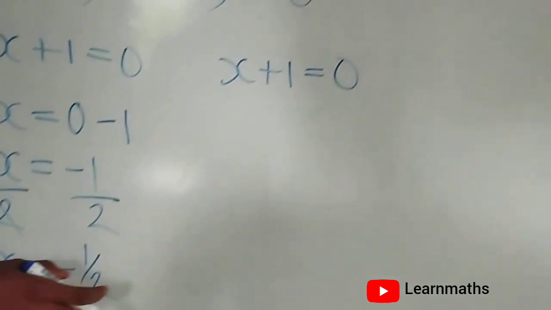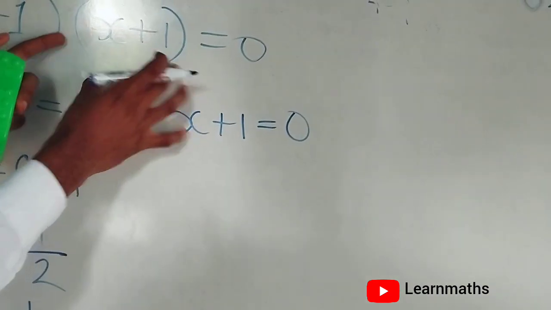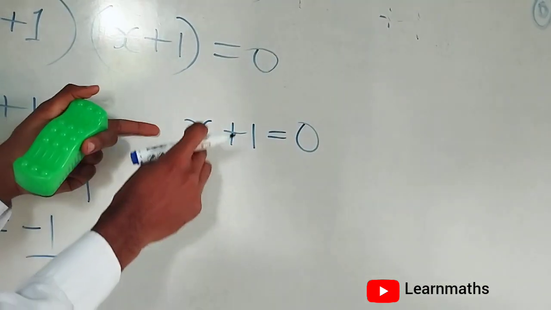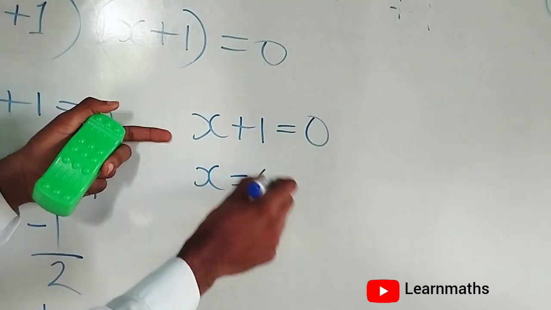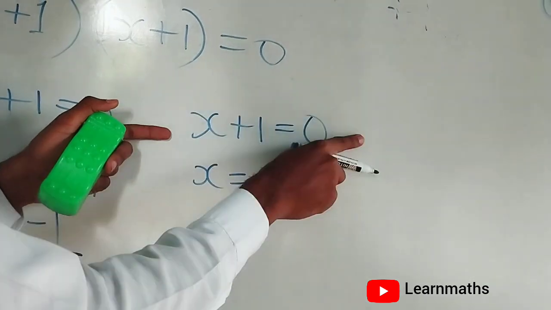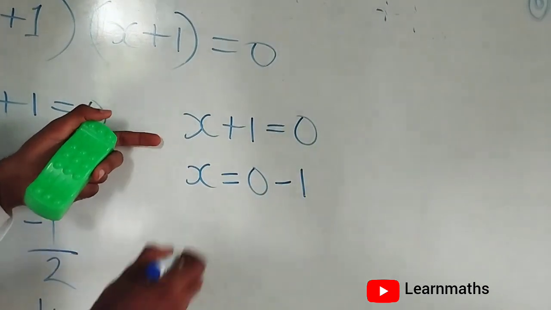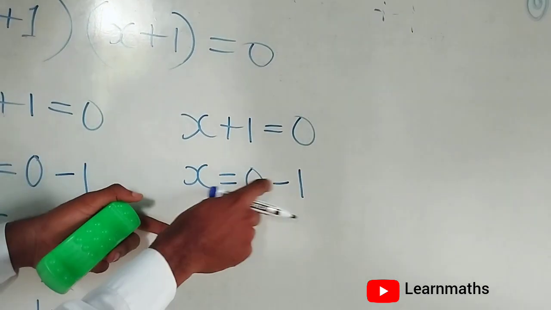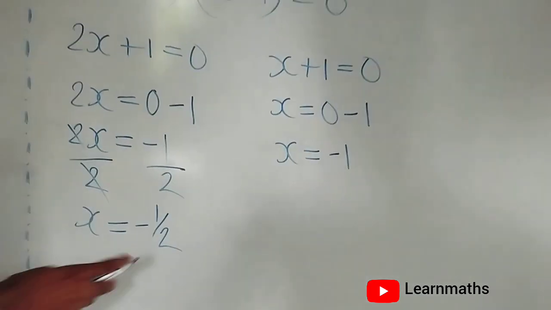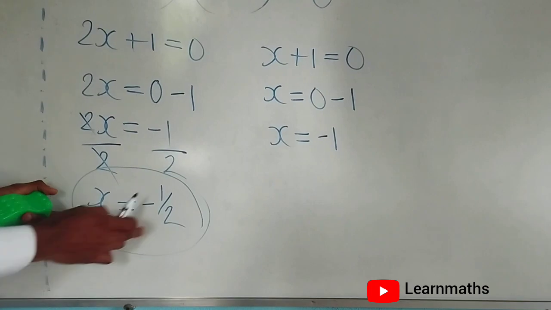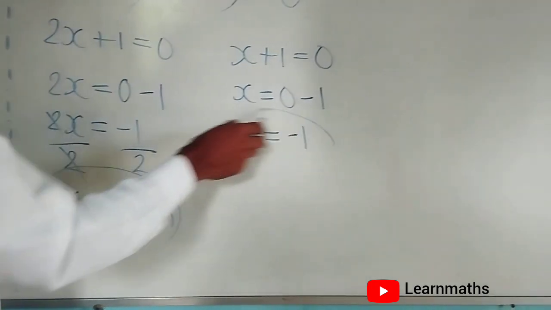Now to get the second value for x, we look at this other bracket, x plus 1 equal to 0. So we're going to have x equal to 0. If you send this positive 1 over the equal to sign, it becomes negative 1, right? So this is x equal to 0 minus 1, which is minus 1. So we have two values for x, negative 1 over 2 and negative 1.